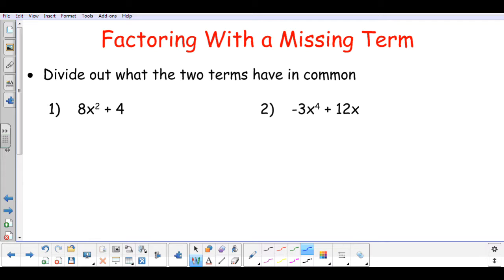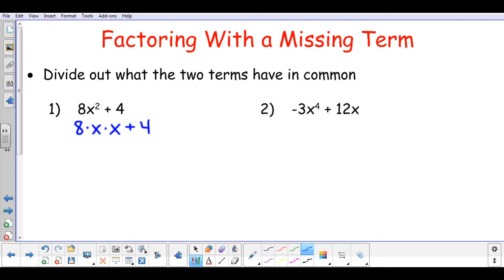So if I look at number 1, I have an 8x squared plus 4. What I found is it's easiest if we break everything apart, especially the x's, so we can see exactly what we have in common. So my 8 has two x's with it. That's what the x squared indicates. So I have an 8 times an x, and then I have a plus 4 by itself.